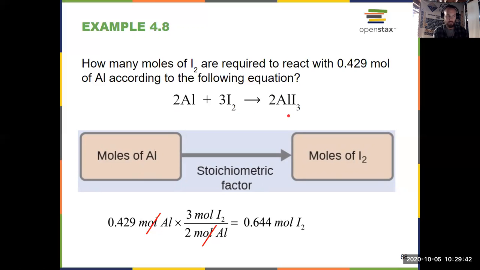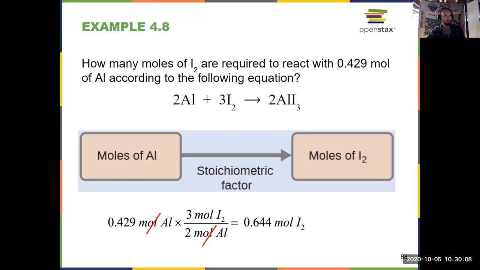Well, now I have to make a stoichiometric factor. And the first thing you should always be doing with these types of problems, always, is making sure that the reaction is balanced. Okay, so just do a quick check. 2 aluminum on each side, 6 iodine on each side, that's a balanced chemical reaction. I'm good to move forward, but always check that first, okay? Because otherwise your computation and your stoichiometric factors will be incorrect.